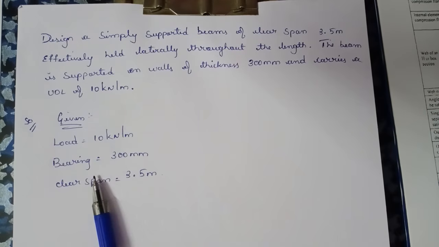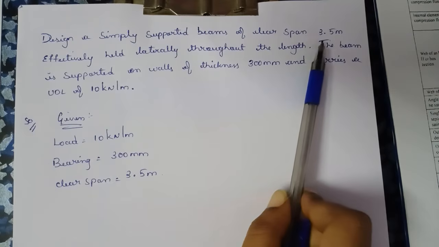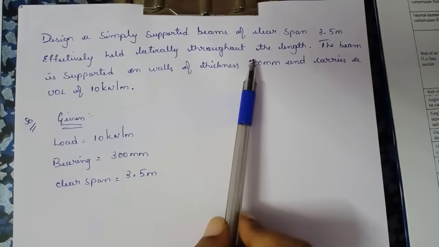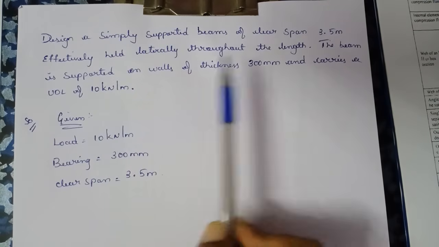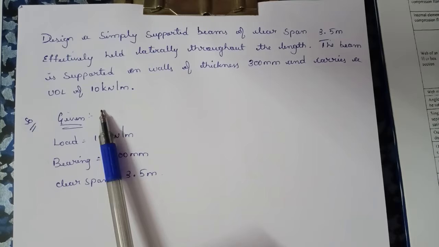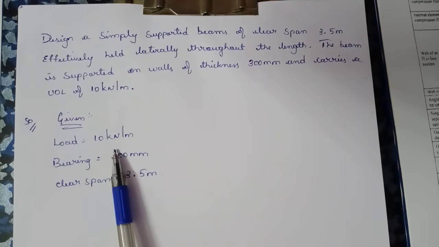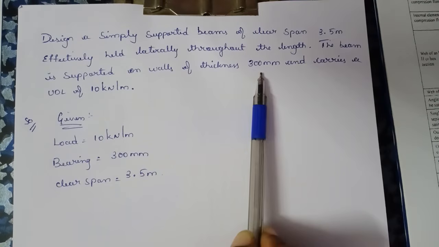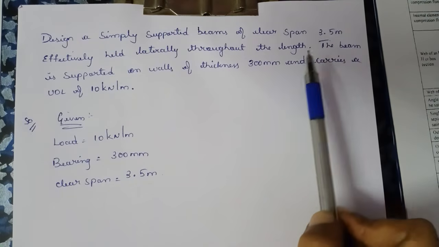So here's the given data. It is a simply supported beam of clear span 3.5 meters and it is laterally supported. The beam is supported on a 300 mm wall and it is carrying a UDL of 10 kilonewton per meter. So the load is 10 kilonewton per meter, and the bearing is 300 mm, and the clear span is 3.5 meters.